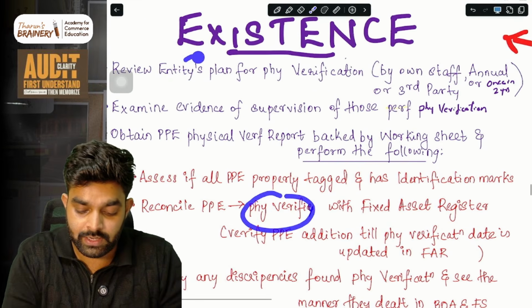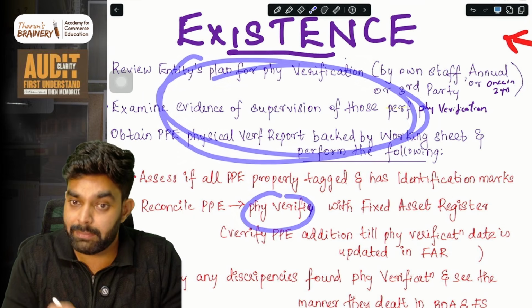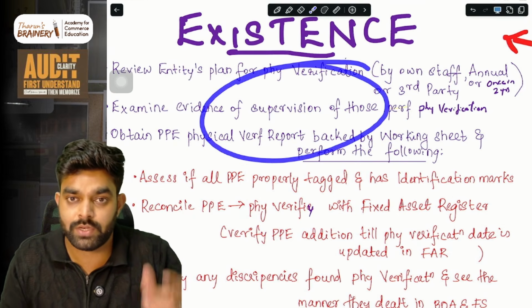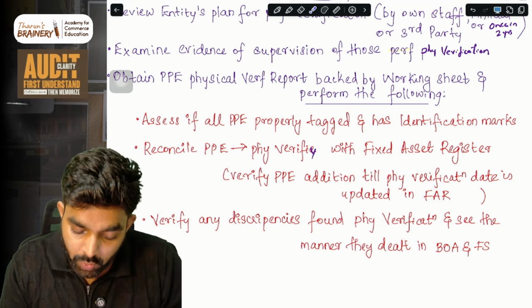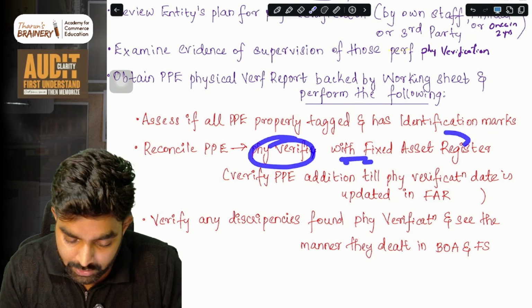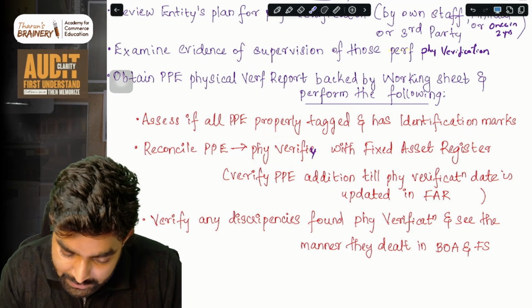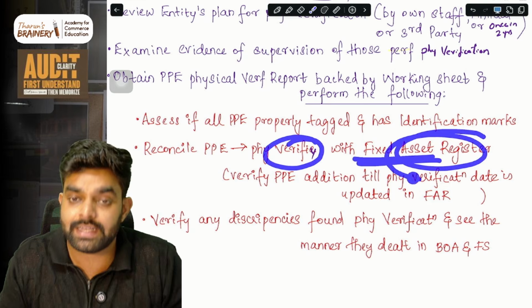So here, till here, all the verification was done by the management. We are checking what our management has verified and all the reports from that. But here, the auditor can also go and physically verify with the fixed asset register. You can do the physical reconcile of PPE, that is, physical verification with the fixed asset register.